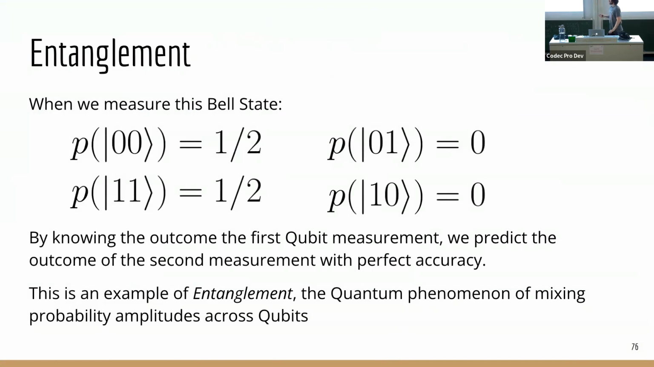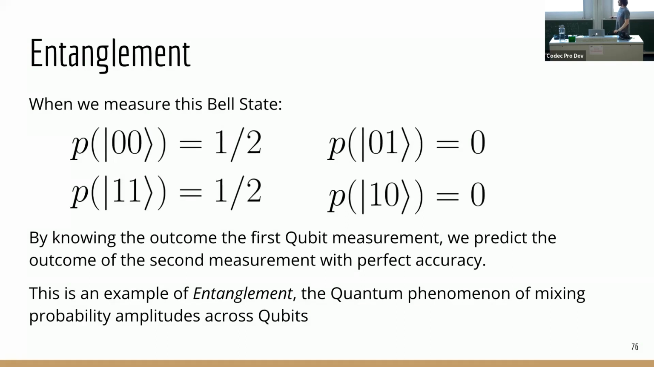If we crunch the numbers and look at the measurement probabilities, we see that half of the time we should observe the 0-0 ket state. So that would be when we see a 1 in the top row and a 1 in the bottom row. And half of the time we should see the 1-1 ket state. So we'd see a -1 in the top row and a -1 in the bottom row.